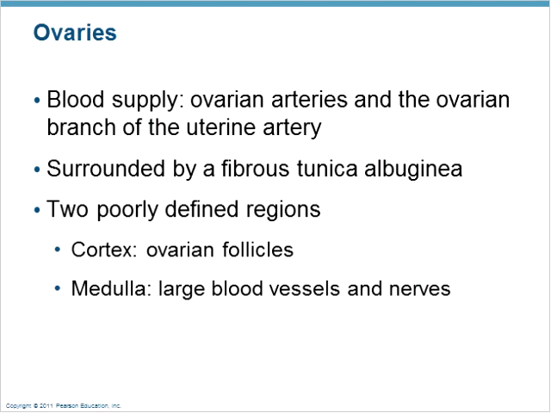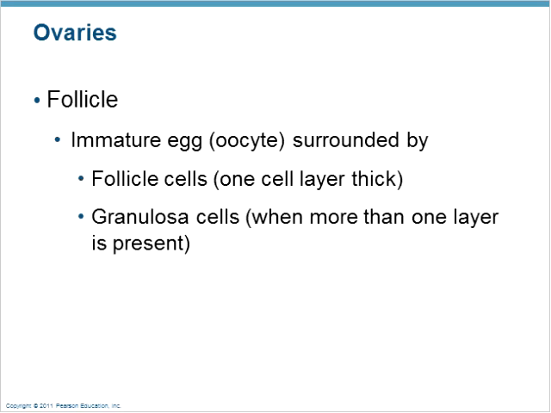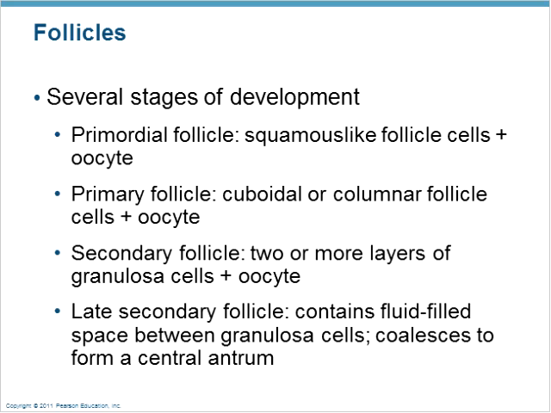The blood supply of the ovaries comes from the ovarian arteries and the ovarian branch of the uterine artery. They're surrounded by a fibrous tunica albuginea, and there are two poorly defined regions: the cortex, which houses the ovarian follicles, and the medulla, which is where the large blood vessels and nerves are located. The follicle is an immature egg, an oocyte, which is surrounded by follicle cells, which are about one layer thick, and the granulosa cells, when more than one layer is present. So we'll talk about why that's the way it is.